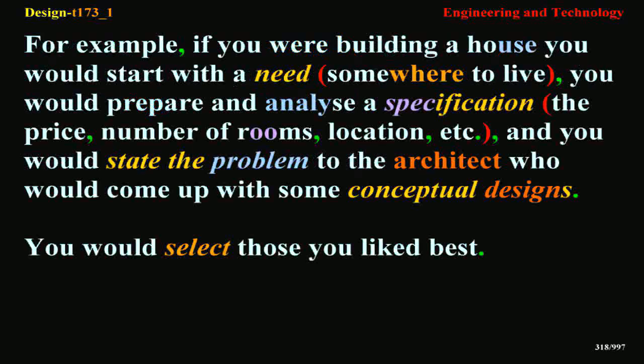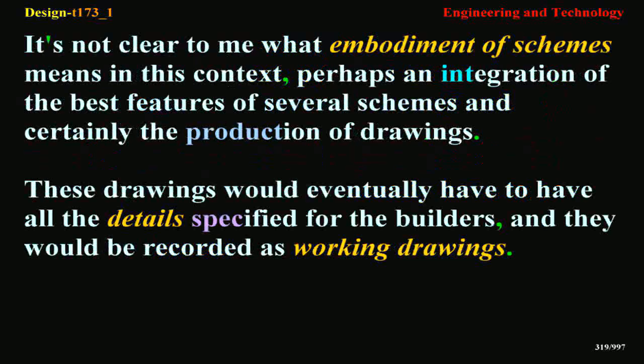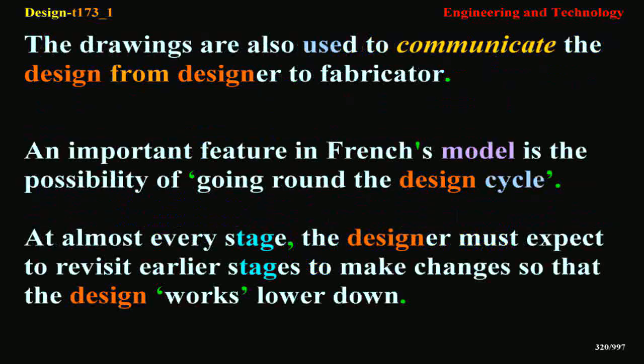For example, if you were building a house you would start with a need: somewhere to live. You would prepare and analyze a specification, the price, number of rooms, location, etc., and you would state the problem to the architect who would come up with some conceptual designs. You would select those you liked best. It's not clear to me what embodiment of schemes means in this context. Perhaps an integration of the best features of several schemes and certainly the production of drawings. These drawings would eventually have to have all the details specified for the builders, and they would be recorded as working drawings. The drawings are also used to communicate the design from designer to fabricator.